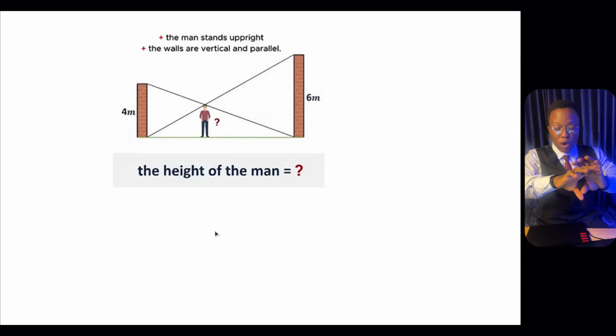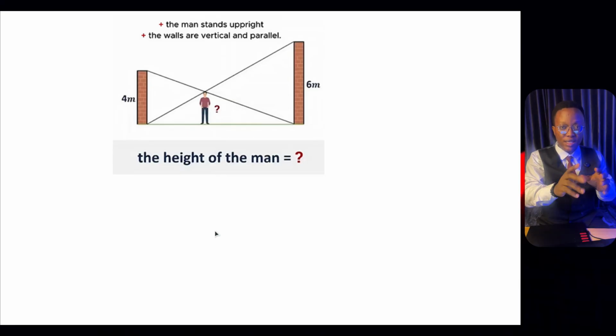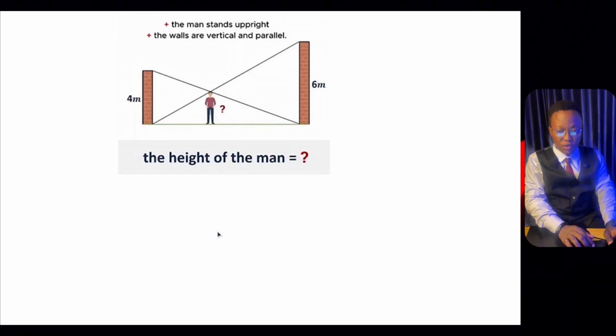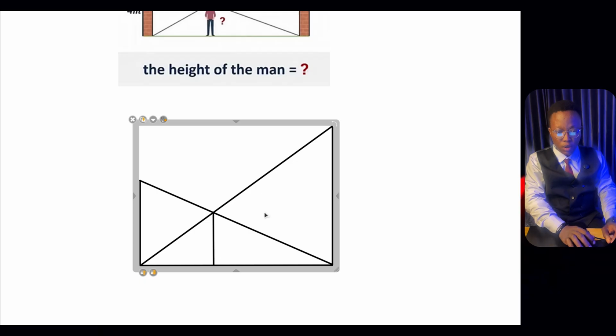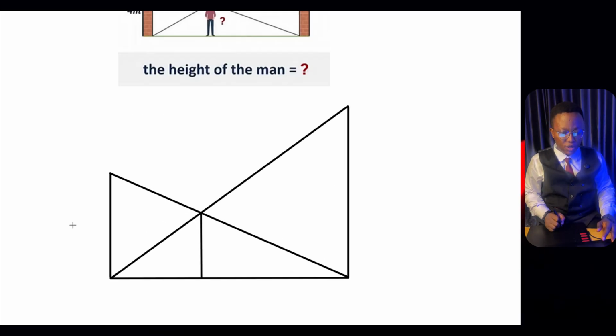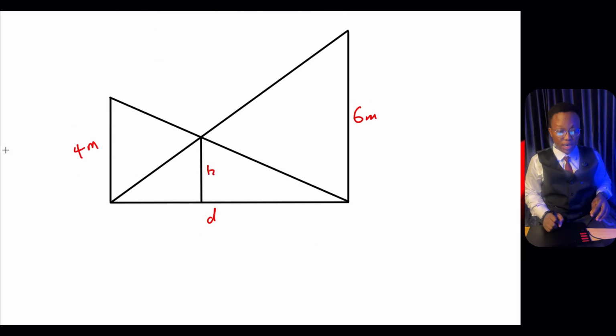First things first, I would love that we take this entire image and render it in lines. Okay, let's just see the image in a different light. We're going to be using this for our calculations. Here is the 4-meter wall. Here is the 6-meter wall. The man is here. Let's call his height h. This is the distance between the two walls. Let's call it d.